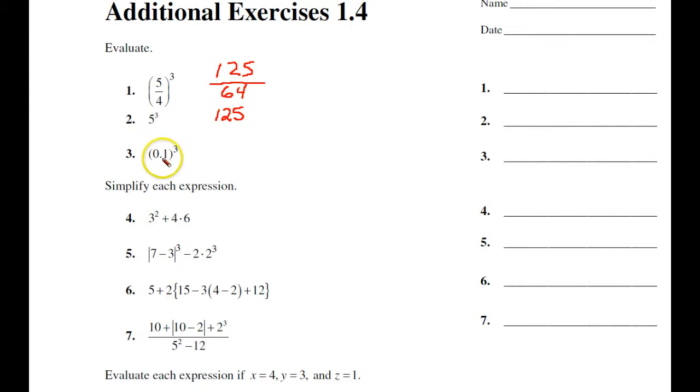Now here we have to be careful of the decimal. It's going to be 0.1 times 0.1 times 0.1 gives us 3 decimal places, like so. Now here we're recalling, please excuse my dear Aunt Sally.